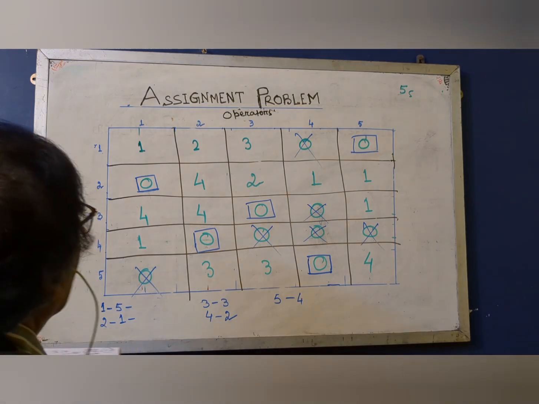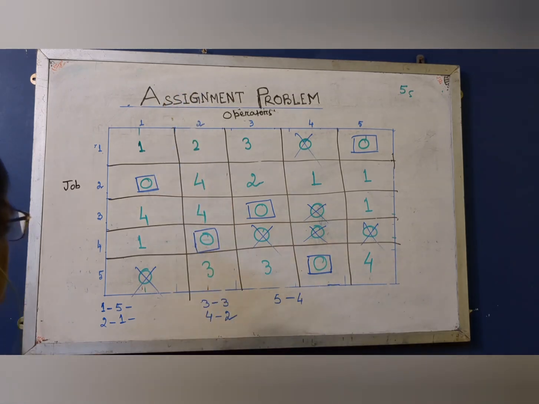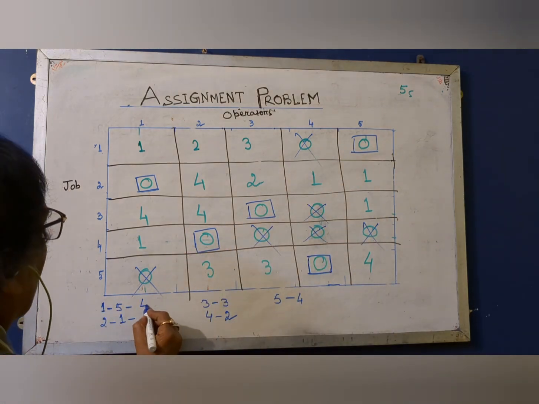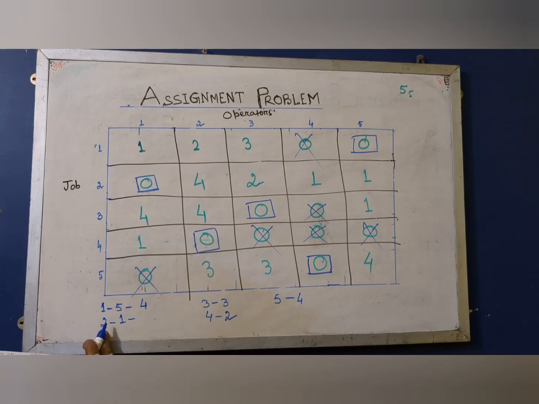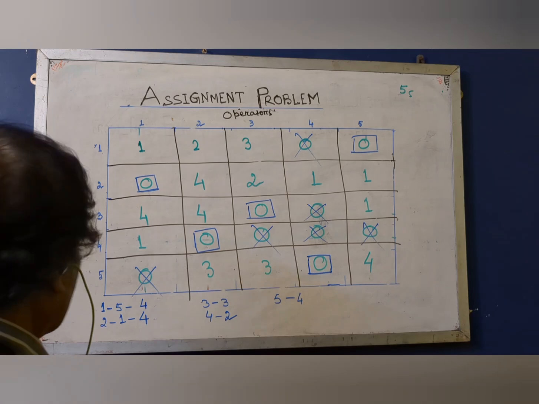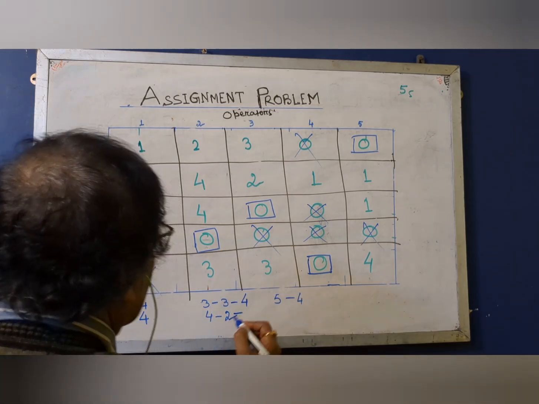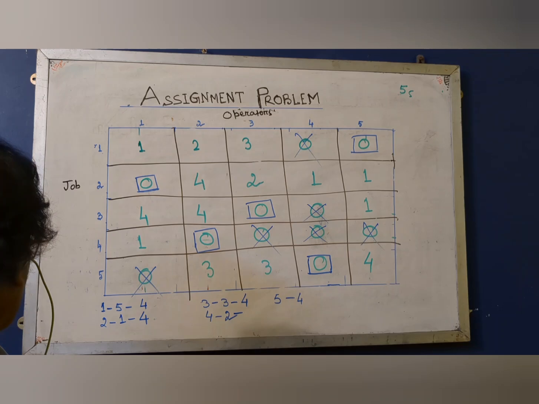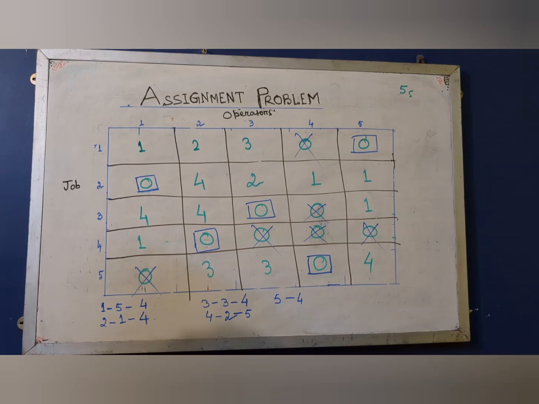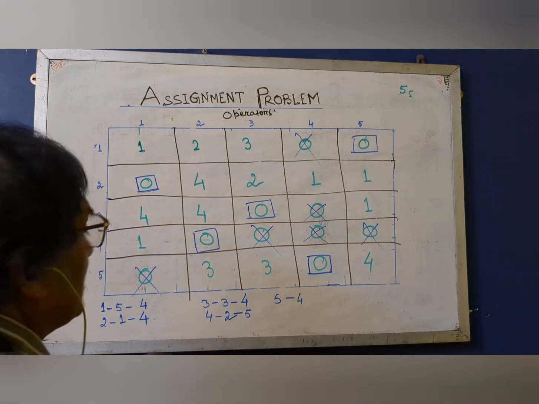For calculating the time required, you have to go to the original table where we started. If the first job is allocated to the fifth operator, the time required will be 4. Then the second job with the first operator, the time again is 4 hours. And the third job with the third operator, again it is 4 hours. The fourth job to the second operator, the time required is 5. And the fifth job to the fourth operator, the time required is 6 hours.